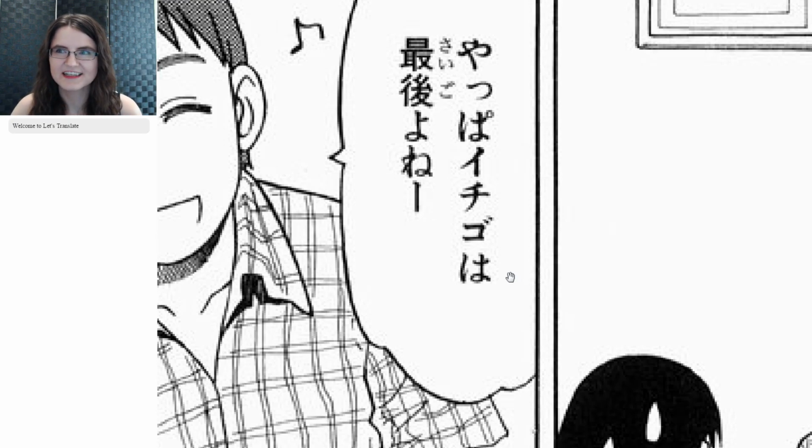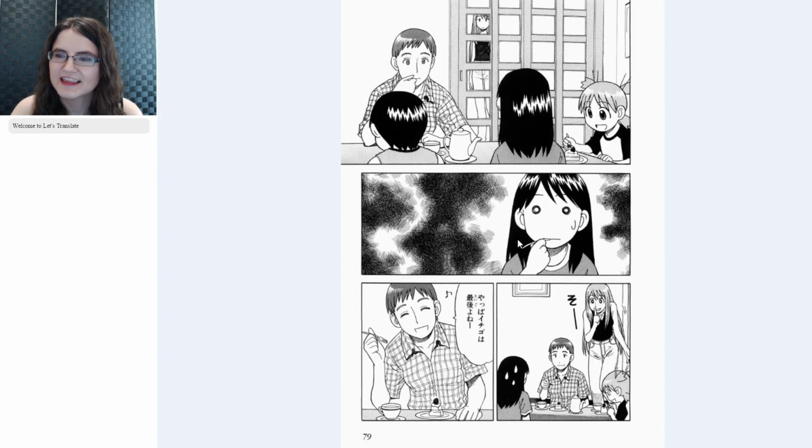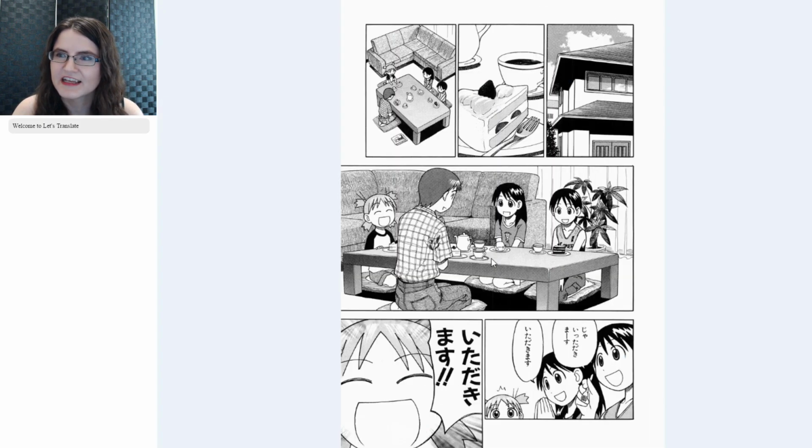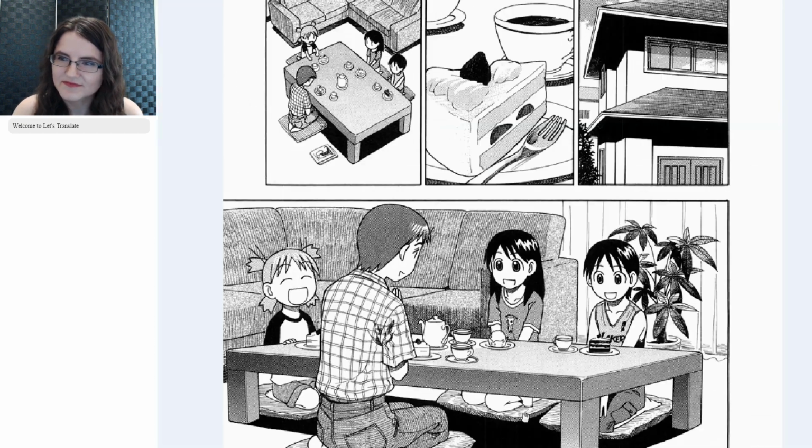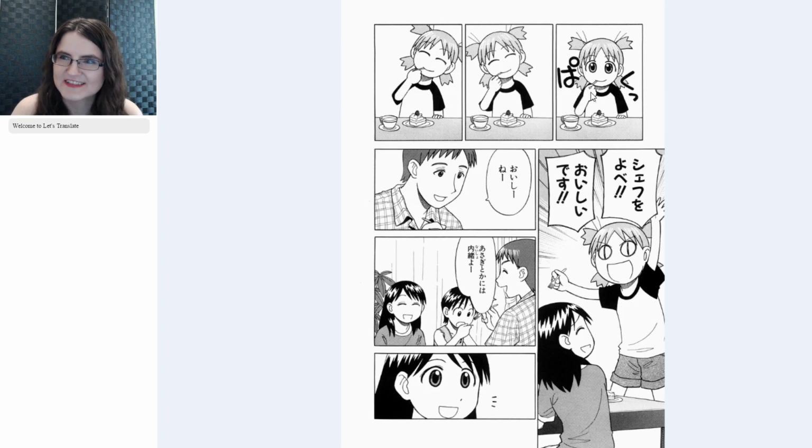So, last time in Yotsuba, what was going on was the girls went out and they bought some nice cakes. So here they are with their cakes. As you can see, they're just enjoying them. Yotsuba's all like, "Chef wo yobu!" So they call the chef. "Oishii desu!" It's so tasty.